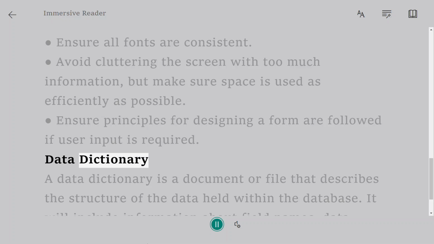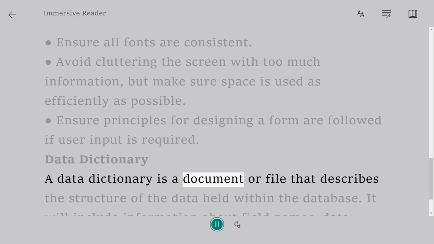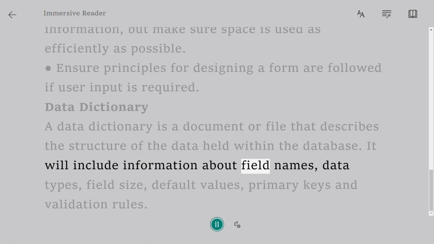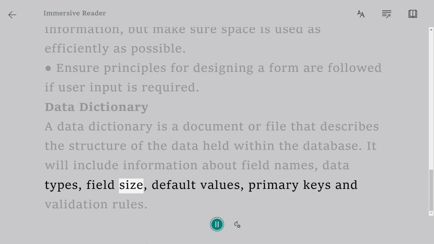Data dictionary. A data dictionary is a document or file that describes the structure of the data held within the database. It will include information about field names, data types, field size, default values, primary keys, and validation rules.